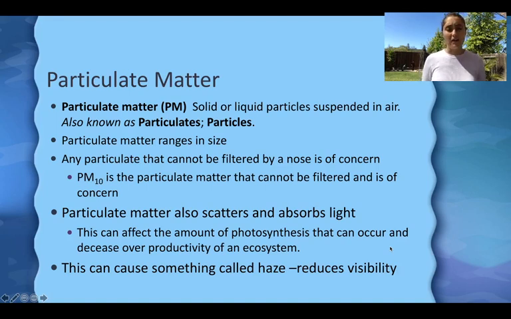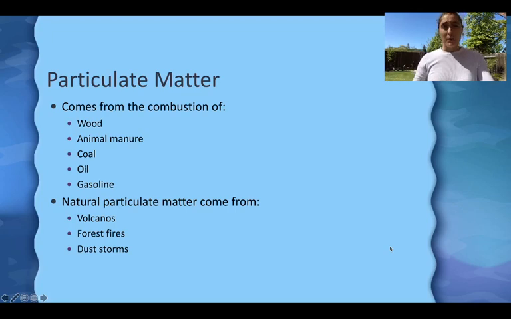So particulate matter can cause something called haze, and that would be basically if you're looking out into the distance and it looks like there's just a filter over what you're looking at. That would be haze, and that can reduce your visibility of seeing a further distance, depending on how bad it is. So where does particulate matter come from? It can come from a lot of things.